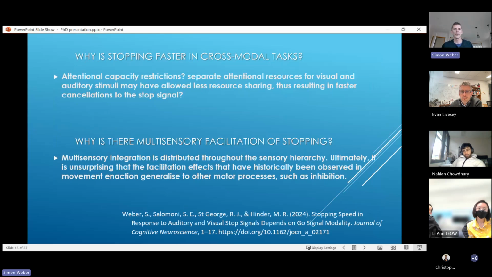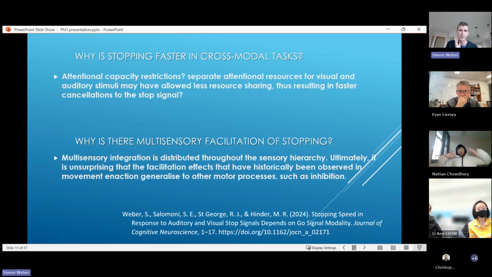Why did we find faster stopping in cross-modal tasks? I'm not really sure, because it was just muscle activity and behavioural responses, but it seems plausible to say that this could be attentional capacity restrictions. So separate attentional resources for visual and auditory stimuli, allowing for less resource sharing and resulting in faster cancellation to the stop signal.